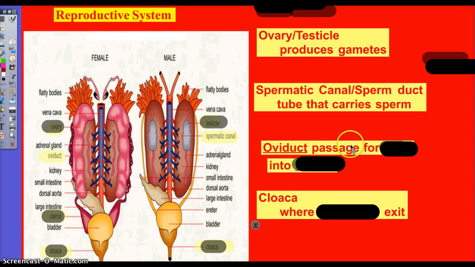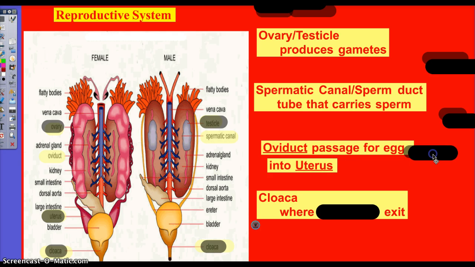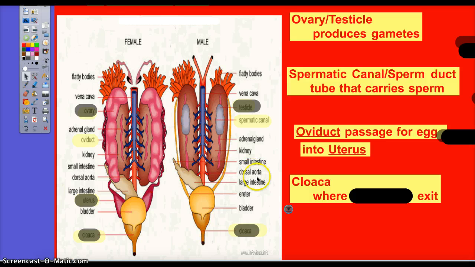Reproductive systems of amphibians. You've got an oviduct, a passage for the egg, so I'm going to show you the difference, okay? Let me pause here. The oviduct passage is for the egg, and it transports the egg into the uterus, and that's where fertilization will take place if it's internal. And then the cloaca is where egg and sperm exit.